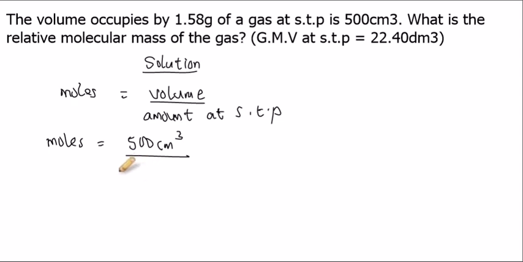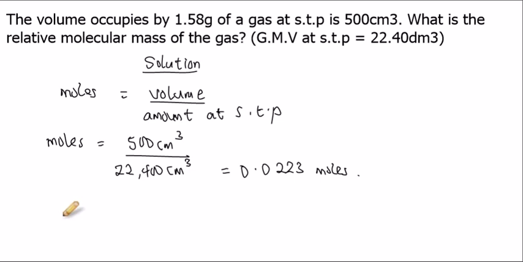So I'll just say 500 divided by 22,400 centimeter cube. Calculating this, I have 0.0223, the unit moles. So this is just the first part. Then let's go back to the next one, which is determining the relative molecular mass of the gas.